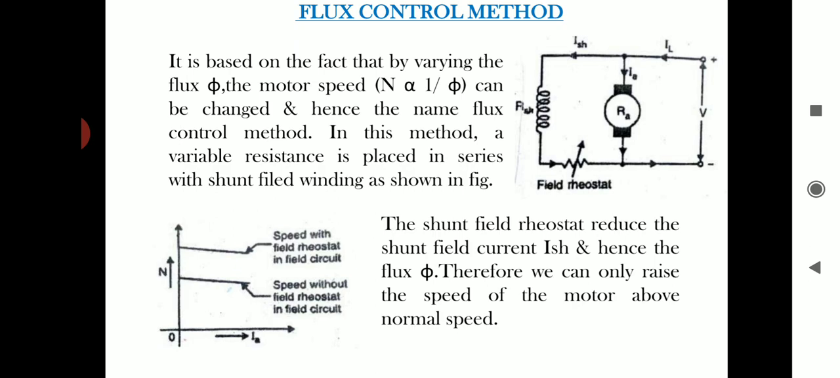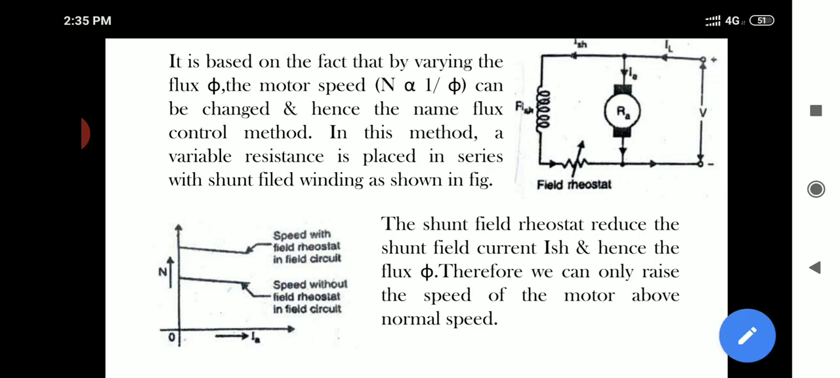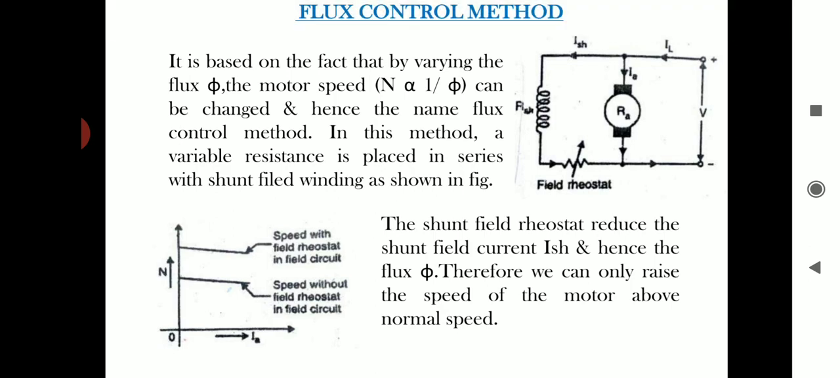So look at this graph. This graph is between the speed and armature current. First is speed with field rheostat in the field circuit. So first line is for speed with field rheostat. It means if you have inserted the field rheostat, your speed goes on increasing, so that is shown on the upper side. Speed without field rheostat is the line shown below that line.